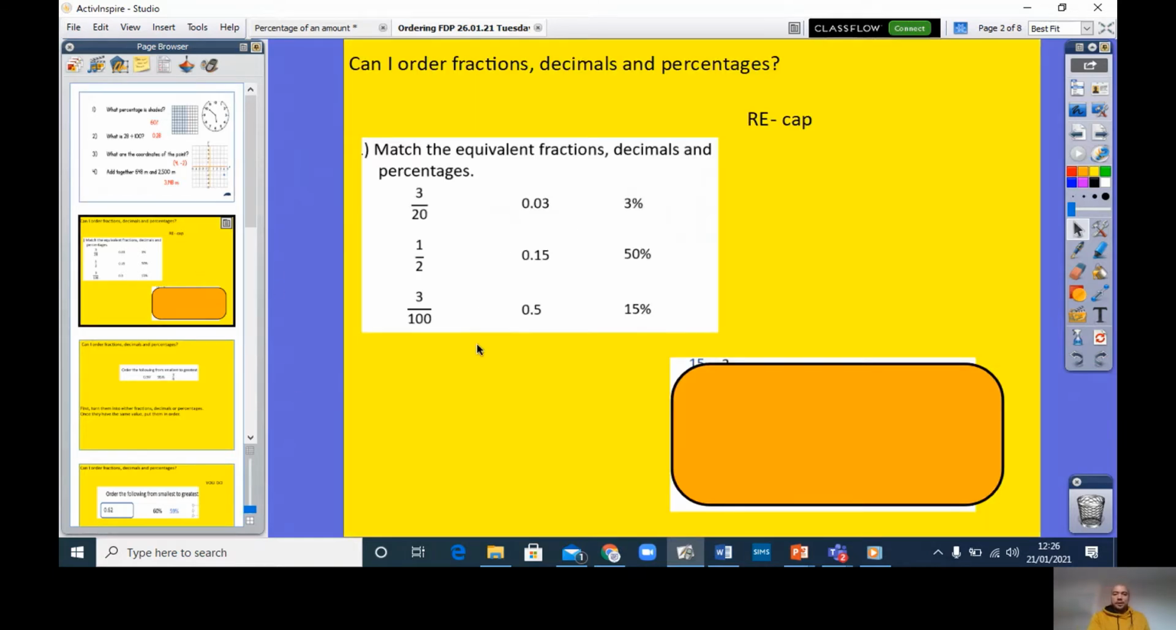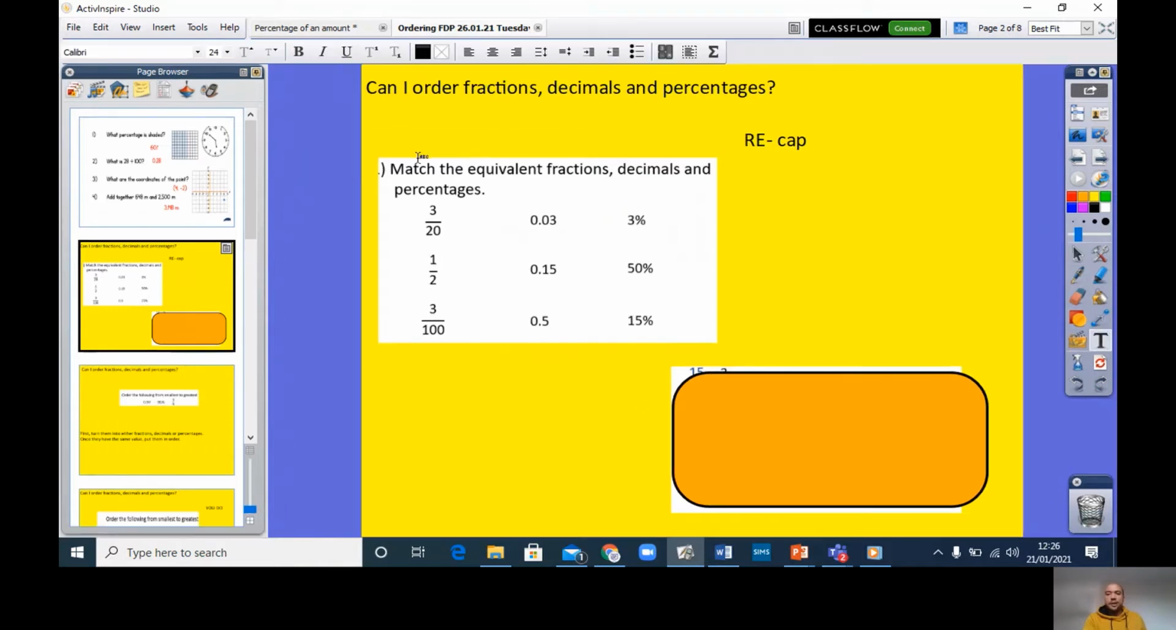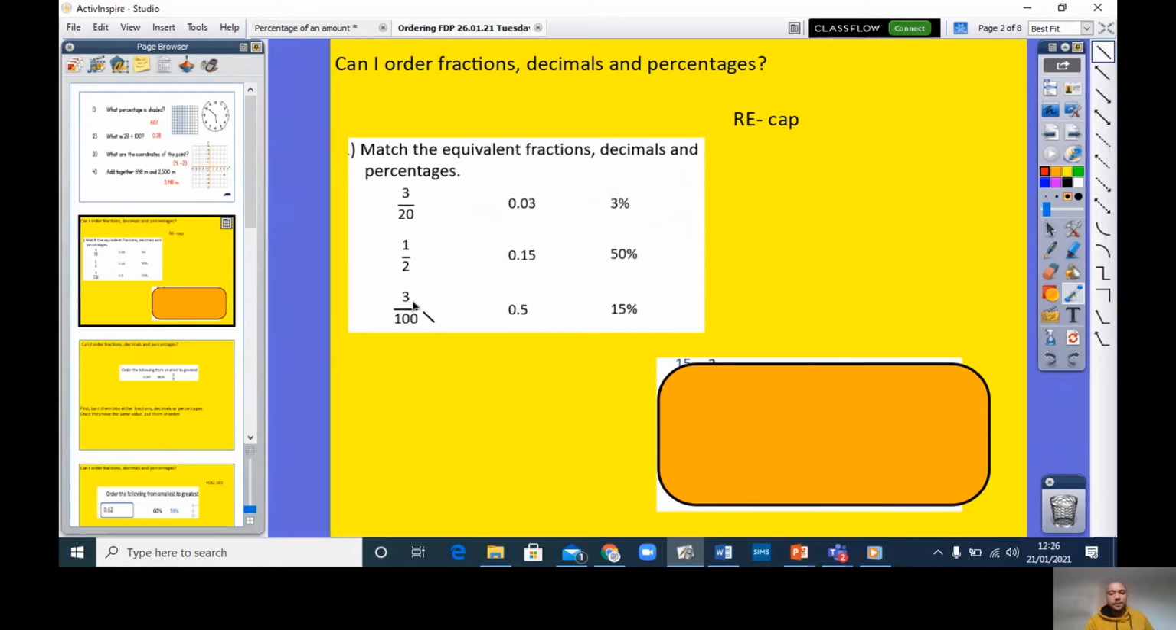Okay, let's have a look. So, recapping yesterday's lesson. Match the equivalent fractions, decimals, and percentages. Okay, remember, before you start, you can see here that this is out of 100, so we could do this one straight away. Because we know it's out of 100, so 3 out of 100. So remember, percent is out of 100, so this is already 3 out of 100. So I can give you a quick win. This is going to be 3%. Okay, so what am I linking this one to? If I already know a part of it is going to be 3%, what else do I take it to?